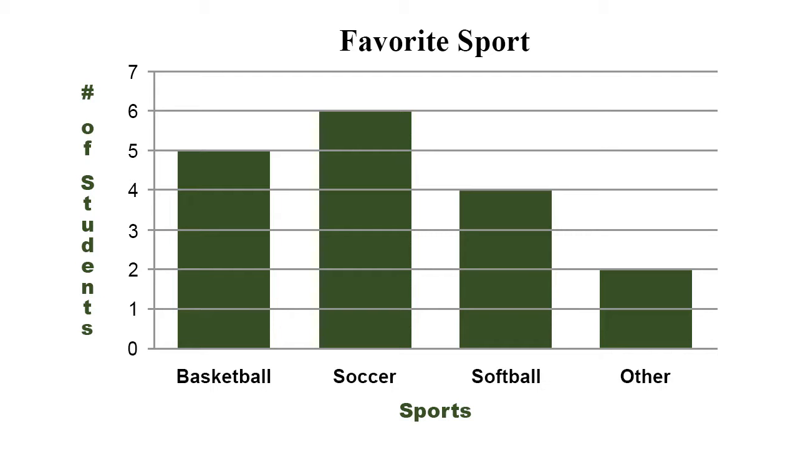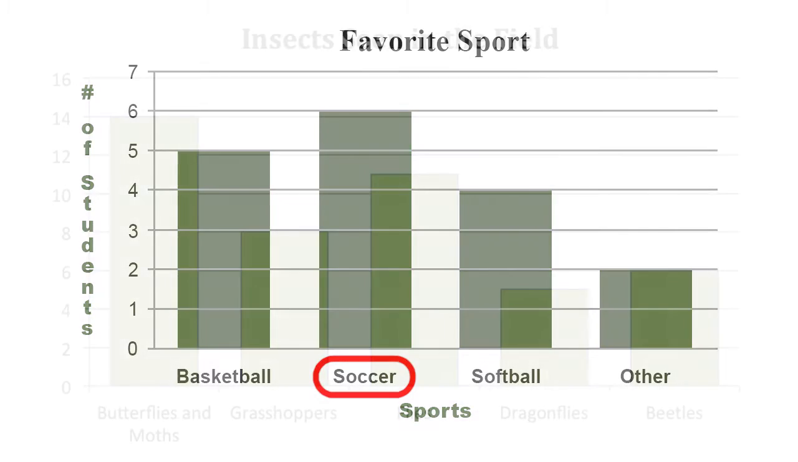Bar graphs help you see the number of responses per category, but what else can we learn from the graph? You can compare categories. For example, which is the most popular sport and which is the least? You can compare two things. How many more people like soccer than basketball? You can order the categories from least to greatest. It looks like the least people like the other category, followed by softball, then basketball, and most popular is soccer.